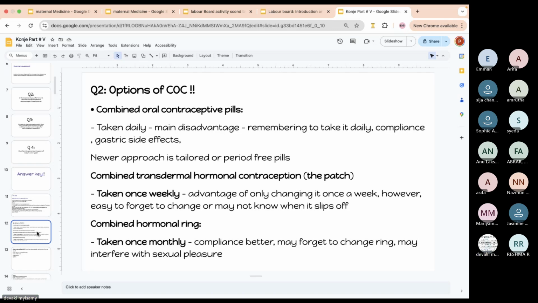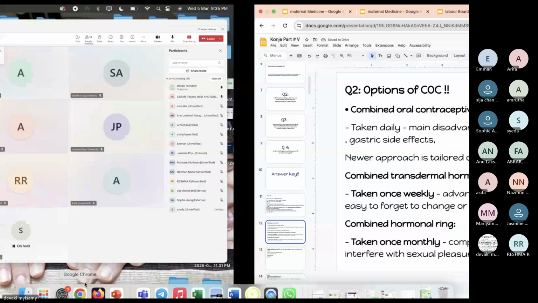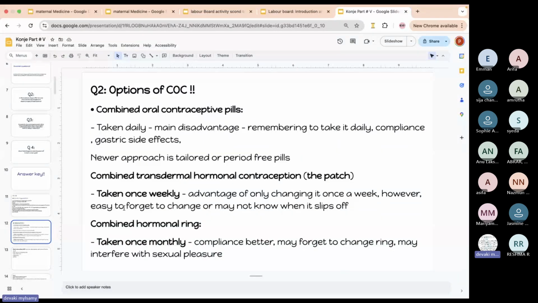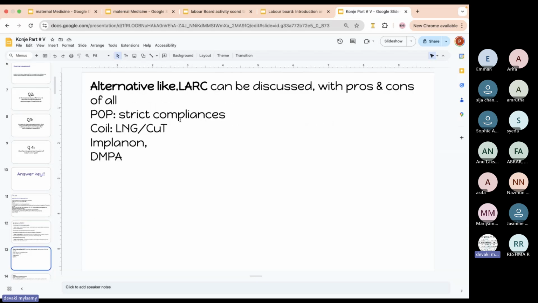Combined transdermal hormonal contraception, the patch: only weekly changing is needed. So the patch stays in place for 1 week if applied properly. Then the combined hormonal ring is an alternative, taken monthly. Compliance is much better. You may forget to change the ring, and it may sometimes interfere with sexual pleasure.